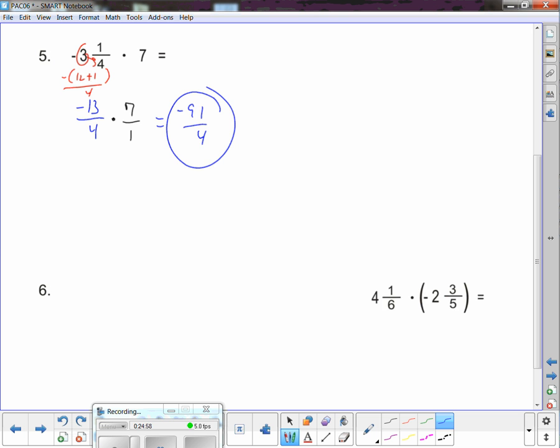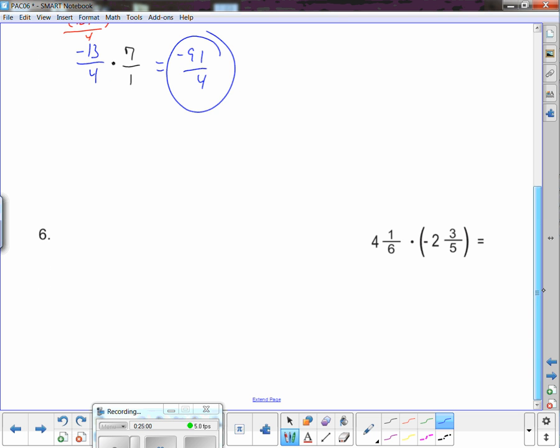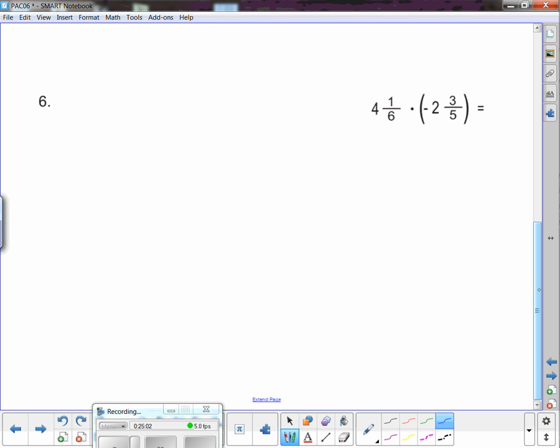Okay, so negative 91/4, and we'll leave it that way. Why take a chance on getting it wrong? Okay, last one I want you to do. You got two mixed numbers. What kind of answer will your final answer be? It'll be a mixed number, and Colby's even going one further and said it's going to be a negative, right? Because he looked at positive times negative. Good job. All right, so I'm going to pause the video.